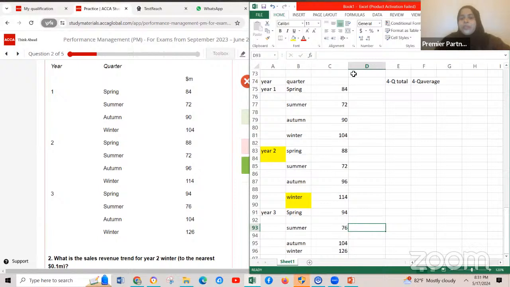Don't need to go that far. So now we take these 4. What's the total of these 4? 84, 72, 90, 104. Then you take the next 4. What is the total of that 4? That 4's total will come in the middle of that. The middle of that is here.